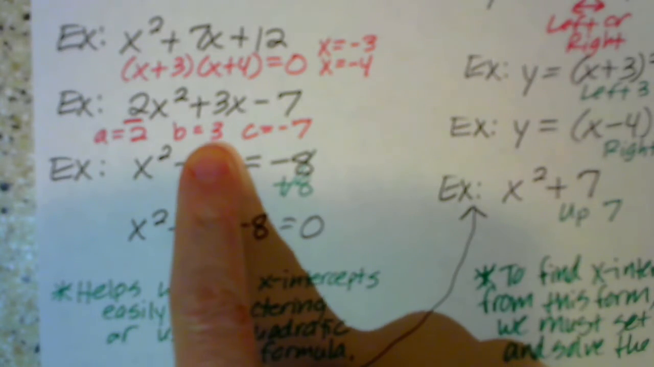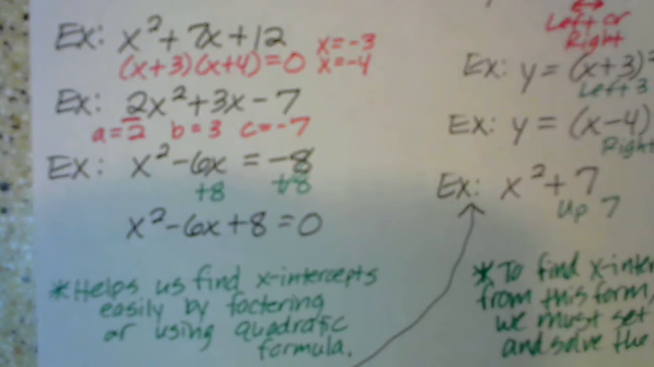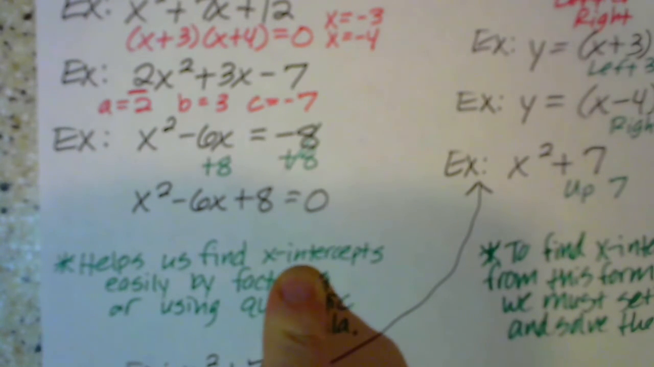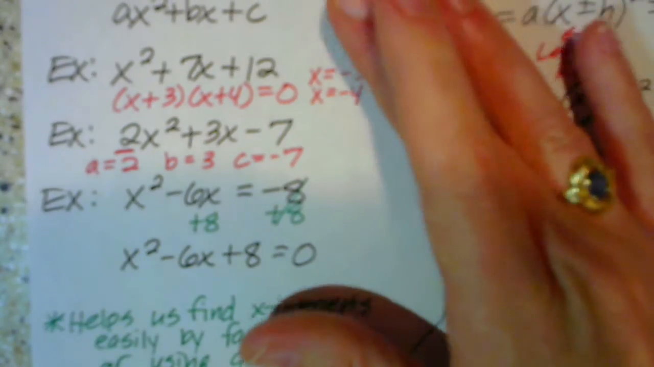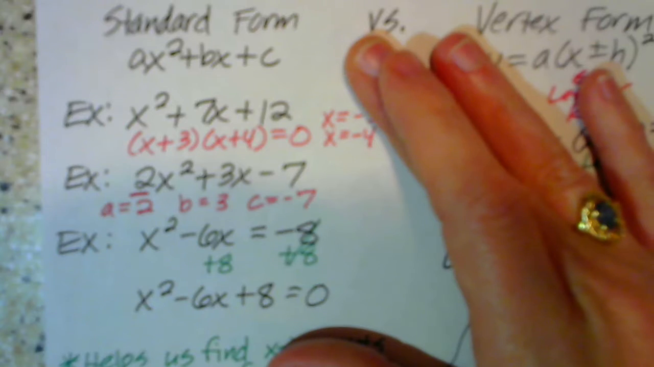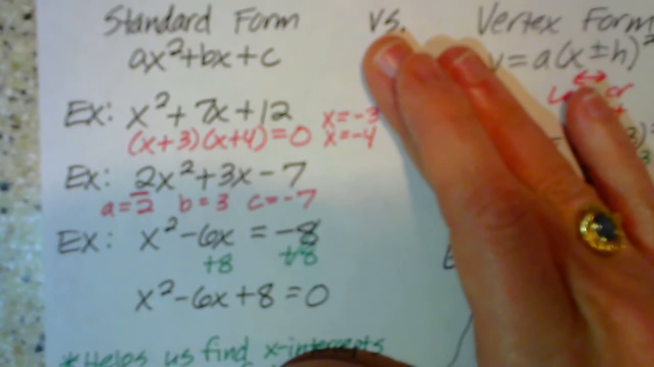If we can't factor, we can use the quadratic formula if we know a, b, and c, and that will also give us our x-intercepts. So x-intercepts is one of the most valuable things that come from standard form, through factoring really easily sometimes.